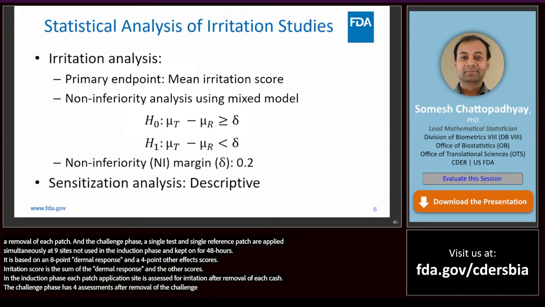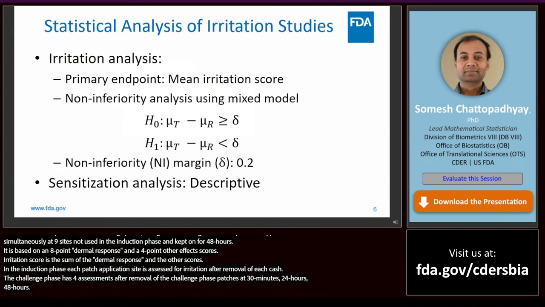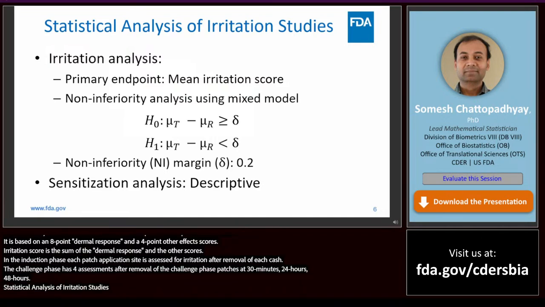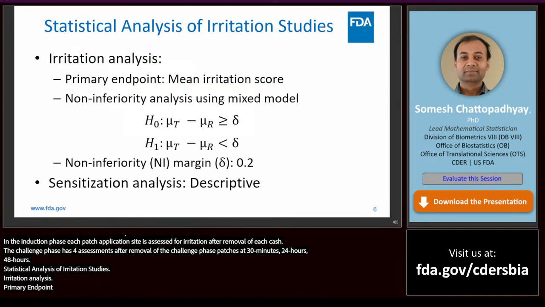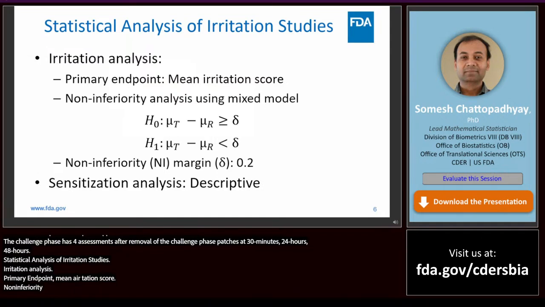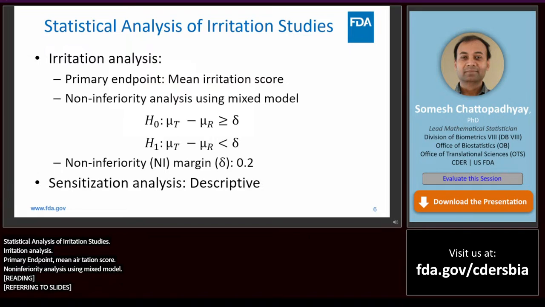The primary endpoint for irritation analysis is the mean irritation score. A non-inferiority analysis is conducted using a non-inferiority margin delta of 0.2. The null hypothesis is that the mean irritation score for the test product minus the mean irritation score for the reference product, that is mu t minus mu r, is greater than or equal to the non-inferiority margin delta, and the alternative hypothesis is that mu t minus mu r is less than delta. The test is performed at one-sided 5% level of significance.